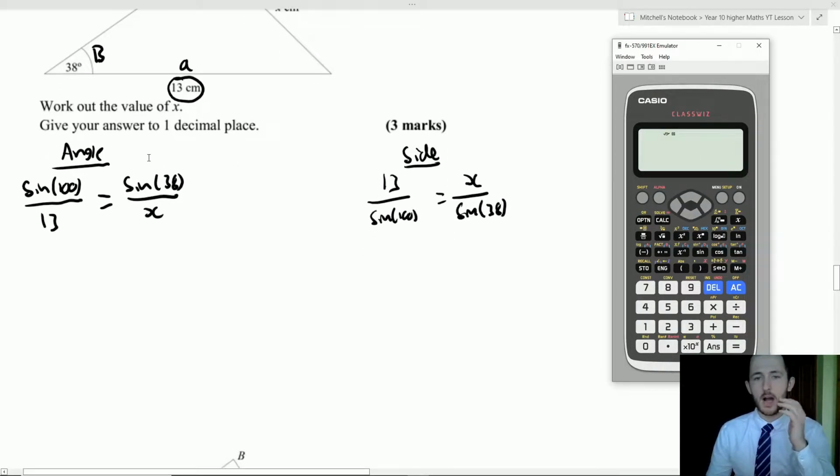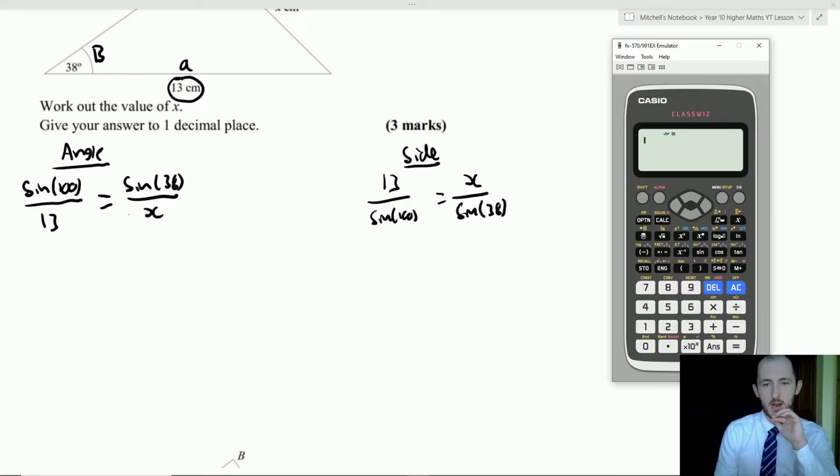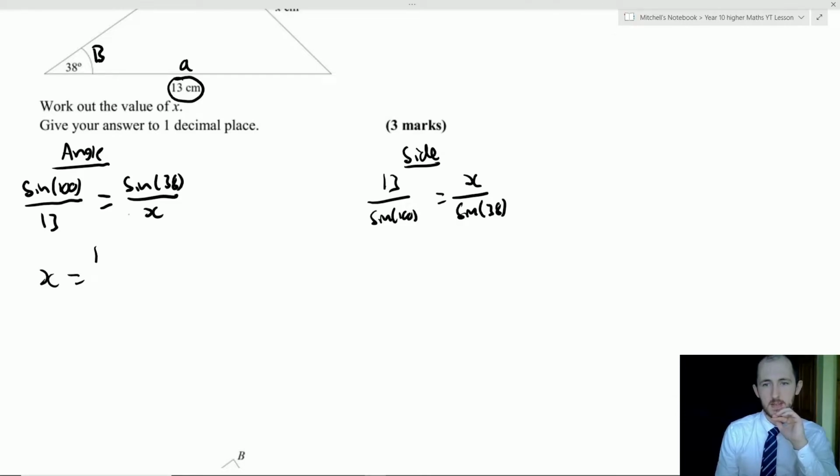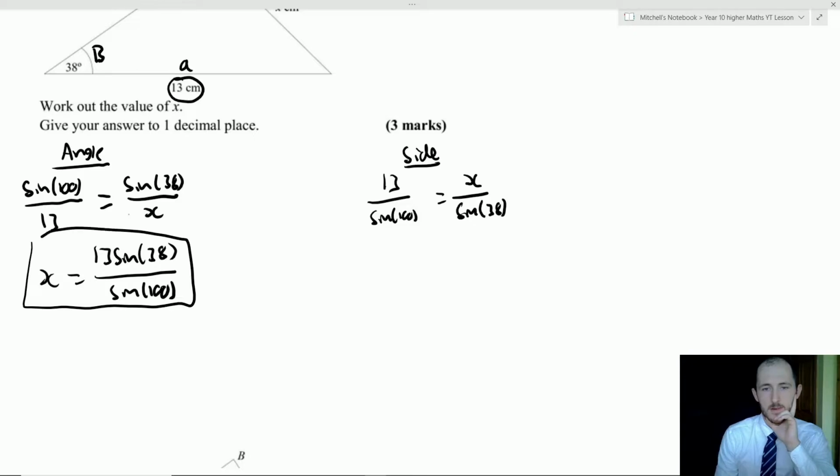Okay? Now I actually do have a calculator here, so I can do the calculation in front of you. I actually always use just the angle side, because rearranging is second nature to me. So, for example, if I were to rearrange this, I would literally just get x equals 13 sine 38 over sine 100. But I only know that because I've rearranged about 4 million times in my brain. So that's my answer. But let's see how we get to that.